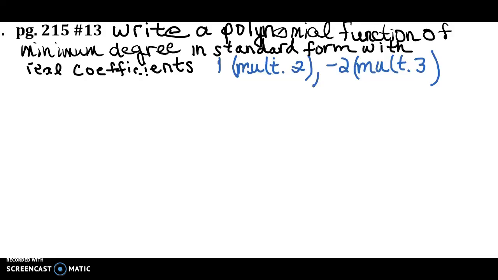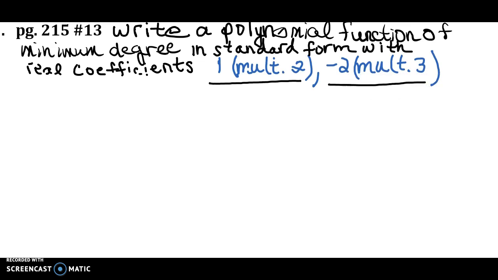Number 13 on page 215 states, write a polynomial function of minimum degree in standard form with real coefficients. And we are given the following zeros. We're given 1 with a multiplicity of 2 and negative 2 with a multiplicity of 3.